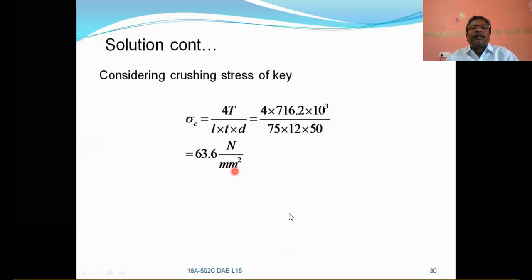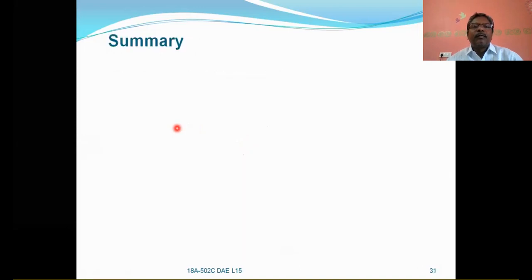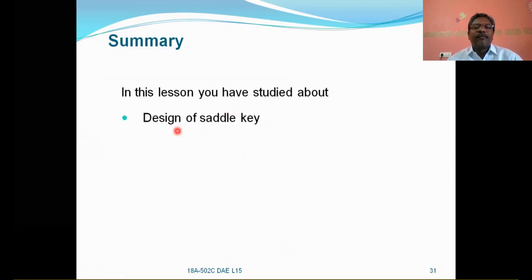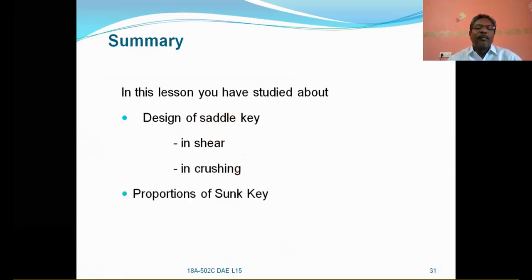This is all about the design of key based on the given data. So let us have a small summary of this lesson. In this lesson, you have studied about design of sunk key, not saddle key, in shear as well as the crushing, and proportions of sunk key is also there, and also some of the problems we have solved so far.